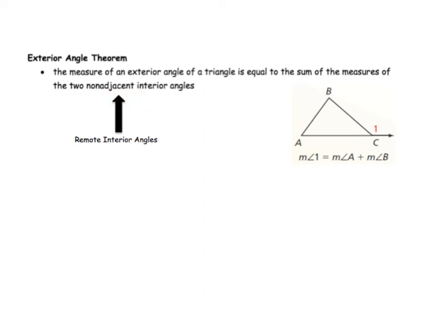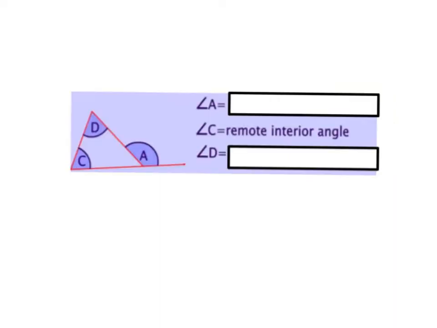Another word that we use for non-adjacent interior angles is remote interior angles. So angle A is the exterior angle, all right? Angle C is called a remote interior angle or non-adjacent, and angle D is also a remote interior angle. Very important that you remember this and memorize that concept, okay? These are remote interiors. This is an exterior.